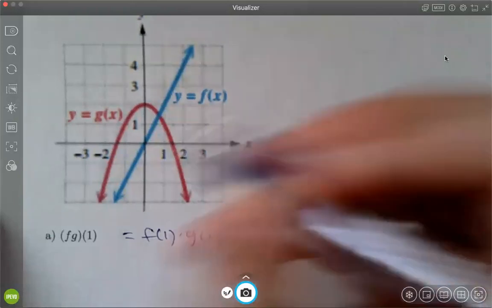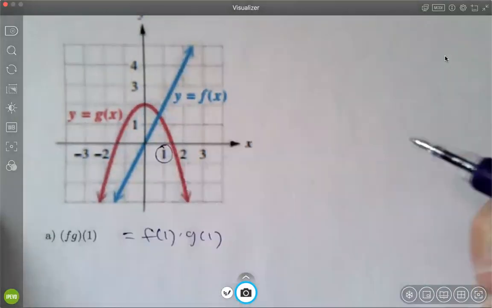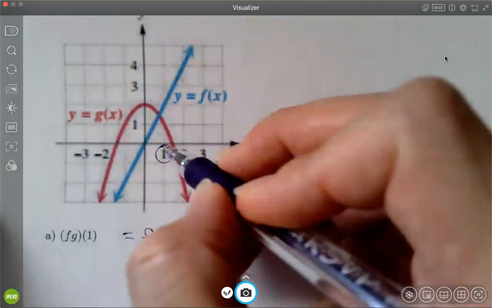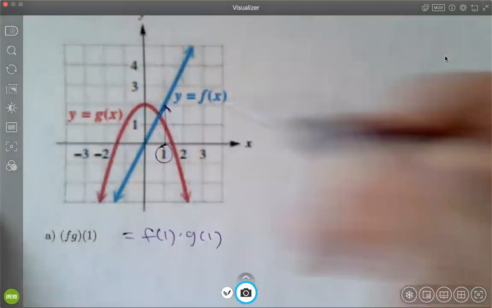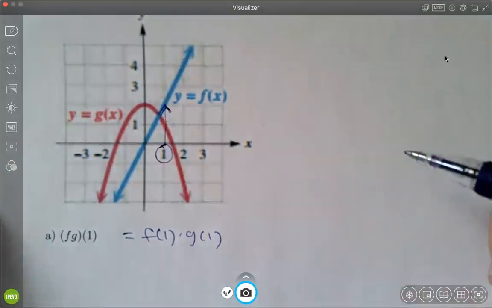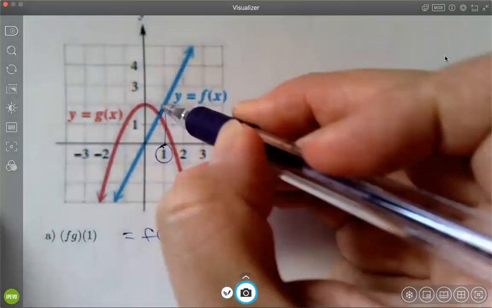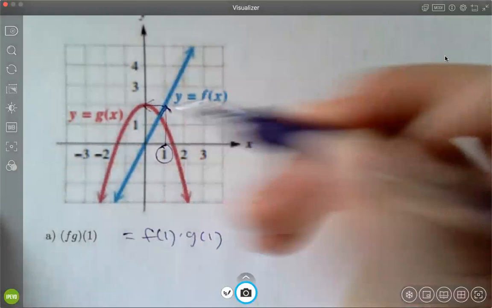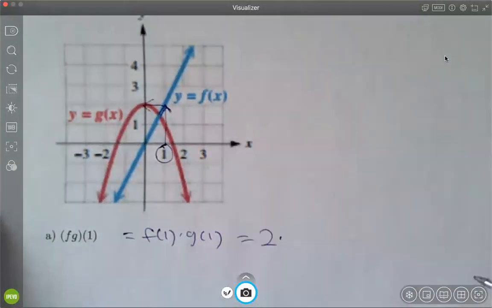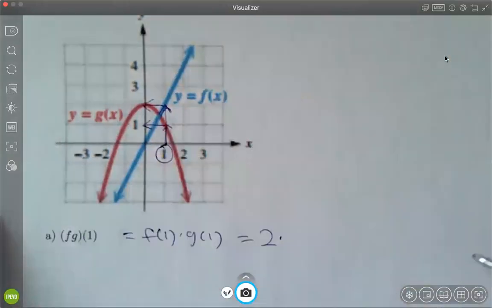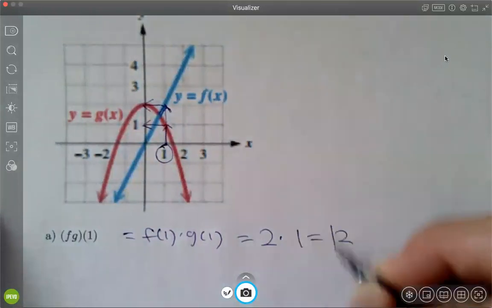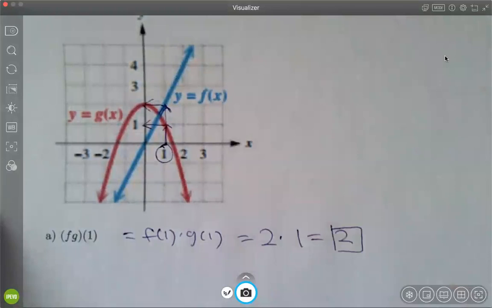Here's 1. And now you have to go to where the blue graph hits 1. And what is this value? 2, right? Yeah. And what is g of 1? 1, right? Okay, so 2 times 1, 2. Okay, that's it.